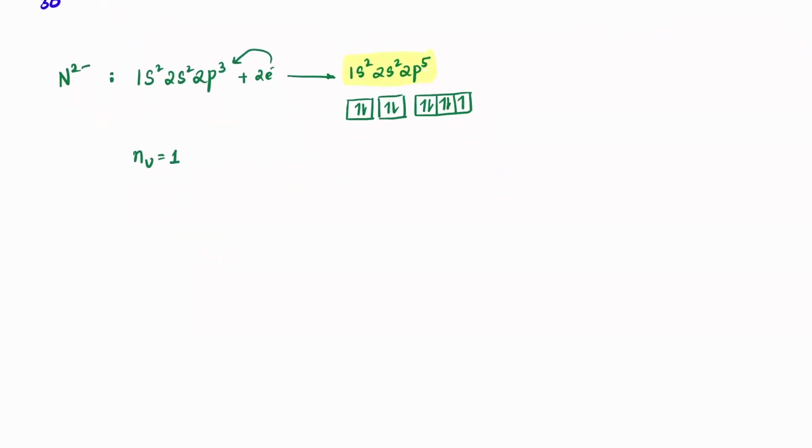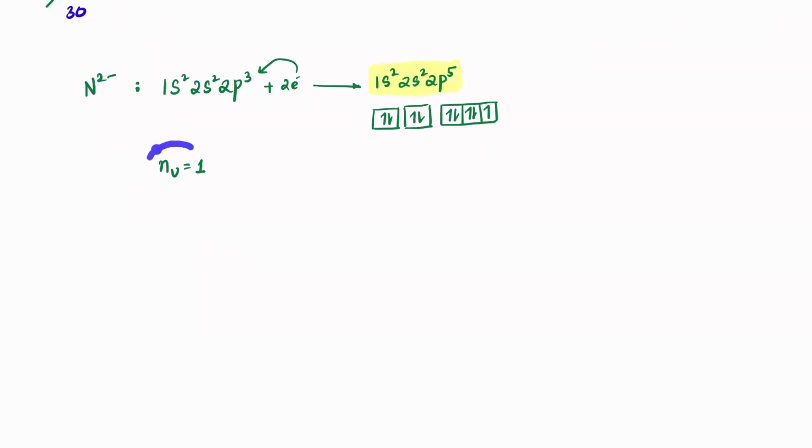So the number of unpaired electrons is 1 in this case, everybody. Clear? If the question was about the number of unpaired electrons of nitrogen, then I would have said 1s2, 2s2, 2p3. And if you write the blocks for it, it will be shown that there are 3 unpaired electrons in this case. So the number of unpaired electrons is 3.